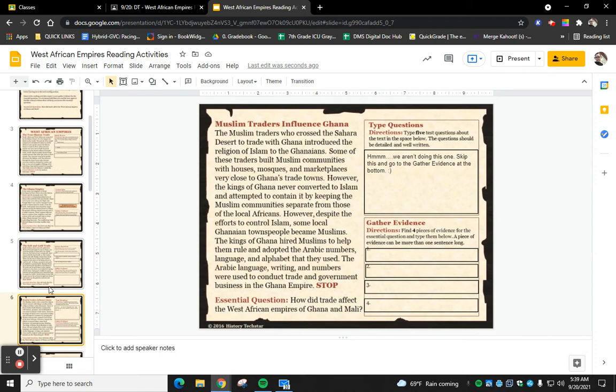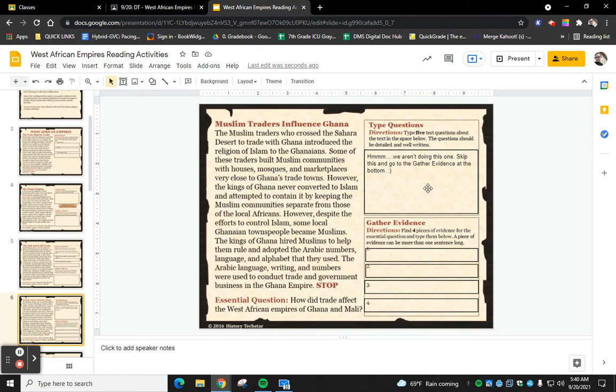However, the kings of Ghana never converted to Islam and attempted to contain it by keeping Muslim communities separate from those of the local Africans. However, despite the efforts to control Islam, some local Ghanaian townspeople became Muslims. The kings of Ghana hired Muslims to help them rule and adopted the Arabic numbers, language, and the alphabet that they used. The Arabic language, writing, and numbers were used to conduct trade and government business in the Ghana Empire.